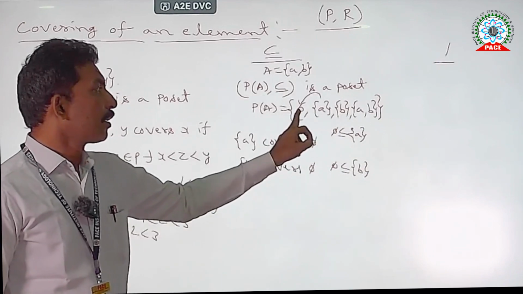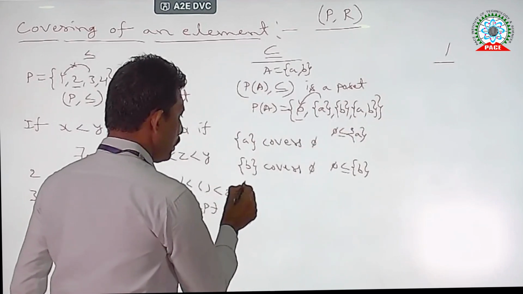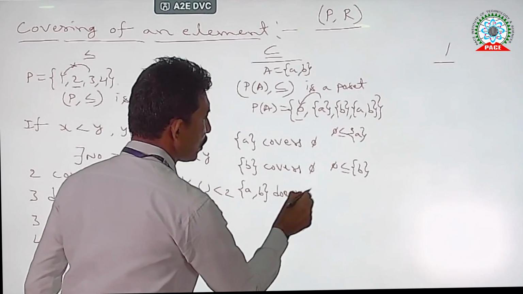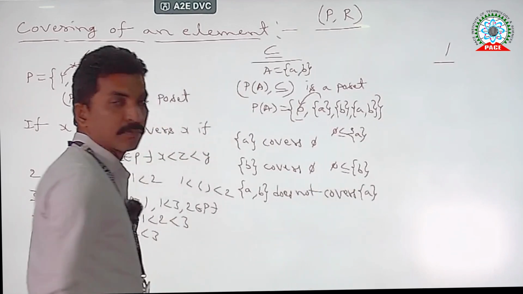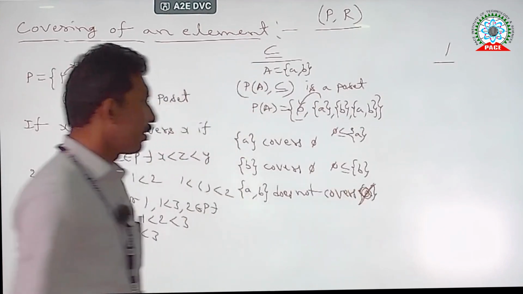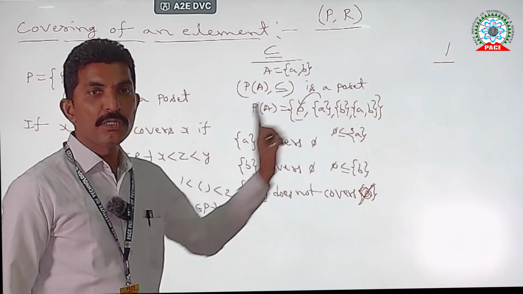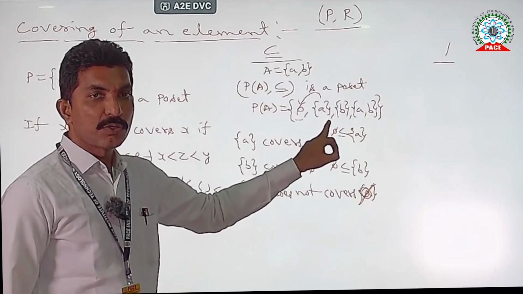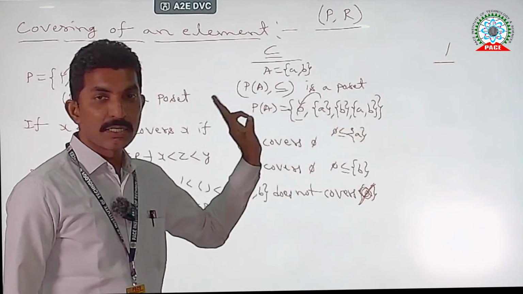Next one, set A comma B does not cover empty, because empty is a subset of AB, but there is a set, A: empty is a subset of A, and A is a subset of AB. So there is a set in the middle. So it does not cover empty.